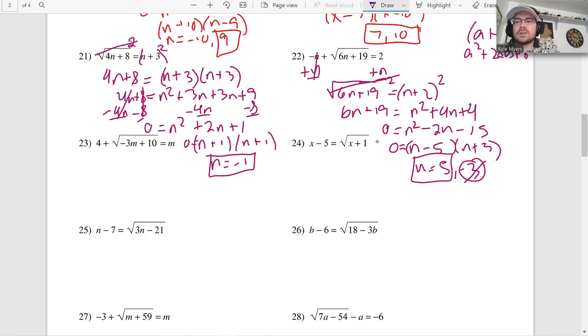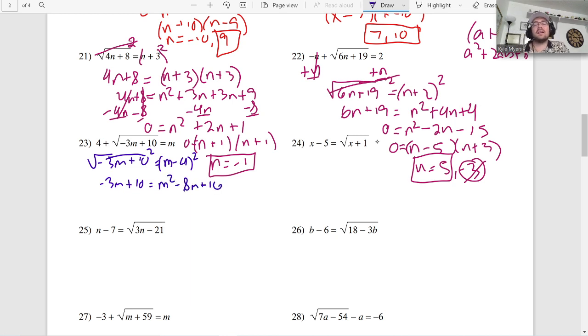Okay, so square root negative 3m plus 10 equals m minus 4. Okay, square that. Negative 3m plus 10 equals m squared minus 8m plus 16. All right, square the first thing. 2 times m times negative 4. And then negative 4 times negative 4 is positive 16.